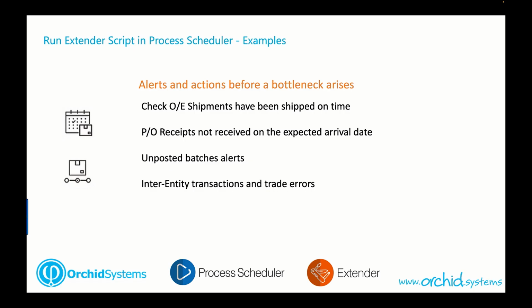With inter-entity transactions and trades, we can receive alerts if there are errors arising in the processing. We can even push it one step further and automatically run the inter-entity periodic processing. For example, if the errors are mainly due to missing landed pack, you can run the process unattended after hours.